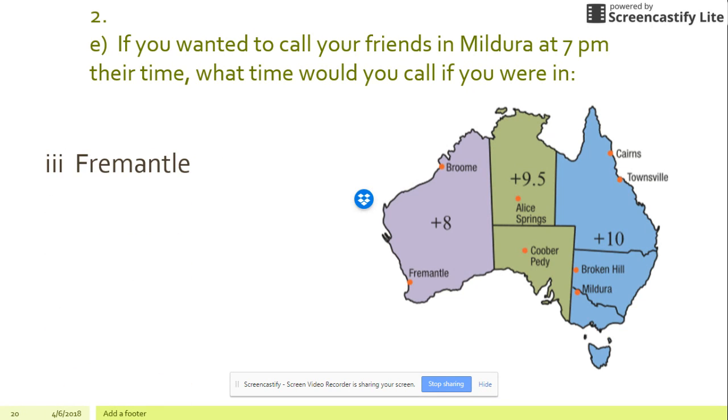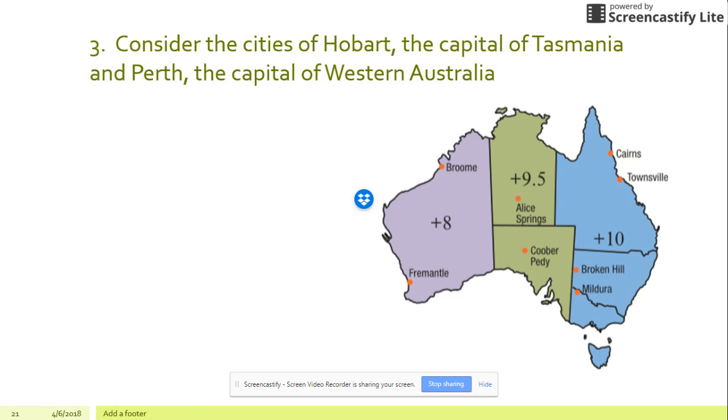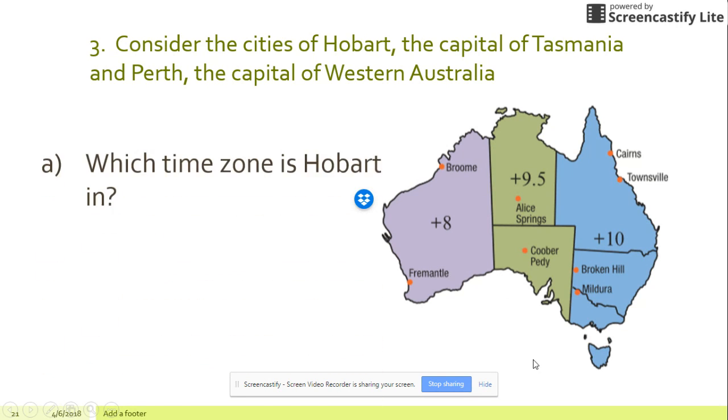And Fremantle, so if you're here and you wanted to ring them at 7, you are how many hours behind? So then you would take 2 off that, and that would be 5 p.m. Well done. Consider the cities of Hobart, the capital of Tasmania, and Perth, the capital of Western Australia.